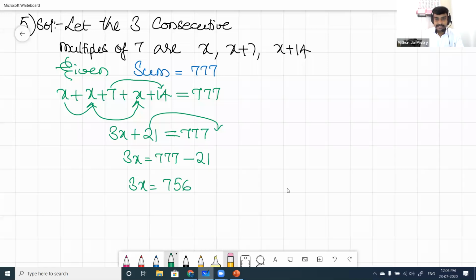Here 3 is extra. The 3 is coming here, and we are getting divided by 3. Multiplication became division by 3, transposition. Now let us try: 3 1 times, 3 2 times is 6. Then we have 15, 3 5 times is 15. 3 2 times is 6. Wow, good. So finally, what did I get here? I got x as 252.